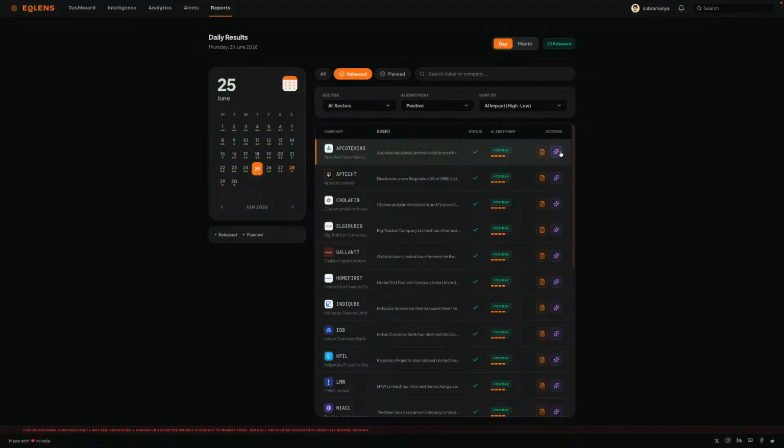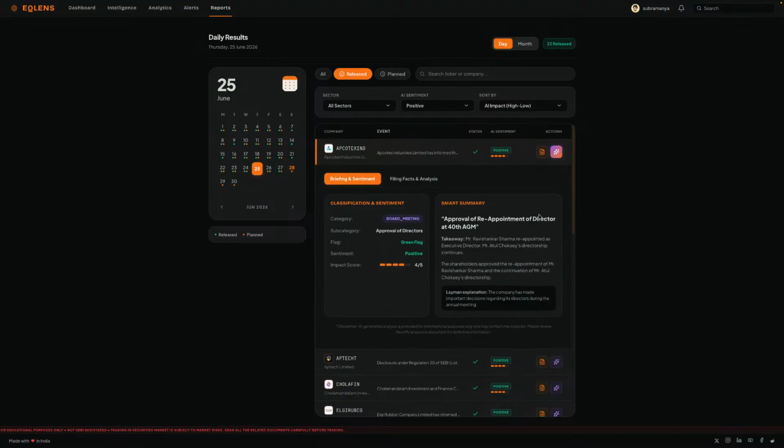So in Equivalence, you can just click on this particular button. You click on that, it will give you the complete summary of the document submitted. You can also see what this document is right here. If I hover on it, it says AP Cotex Industries Limited has informed the exchange about the intimation under Regulation 30, read with Part A of Schedule 3 of SEBI LODR Regulations 2015.